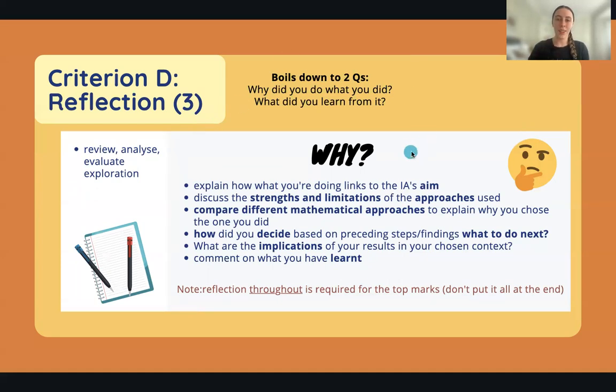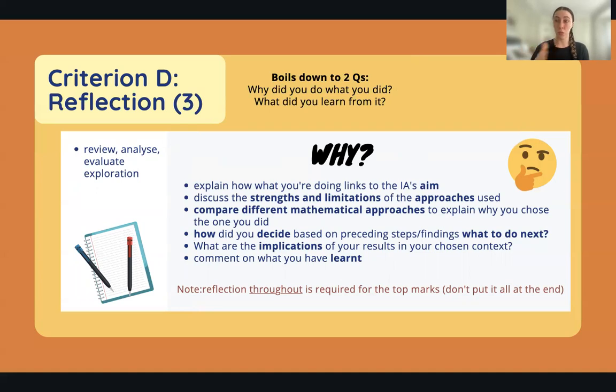So I've broken down some smaller questions that you can ask yourself throughout. Again, explain what you're doing and link it to the IA's aim. That's why you did what you did. Discuss the strengths and limitations of the approaches that you used. Again, why are you doing it? Because it's a strong approach, hopefully. Compare different mathematical approaches to explain why you chose the one that you did. So it's okay to say, I considered this other approach, however, it wouldn't be appropriate for X, Y, and Z reason. How did you decide based on preceding steps or findings what to do next?